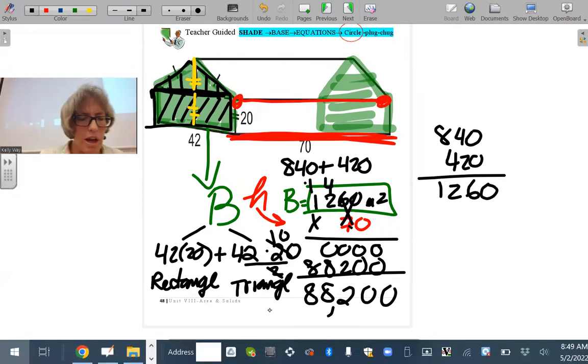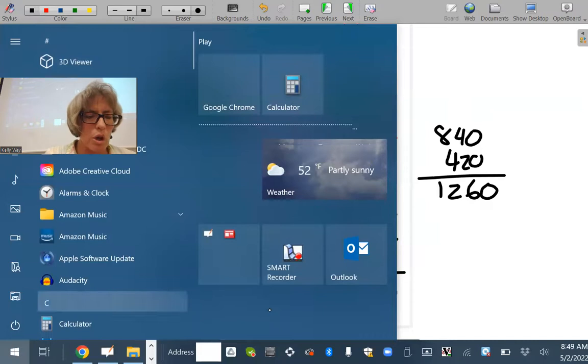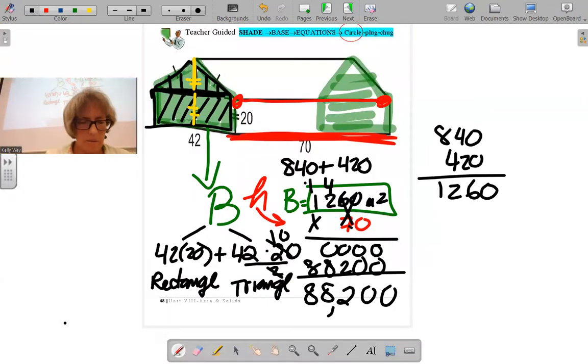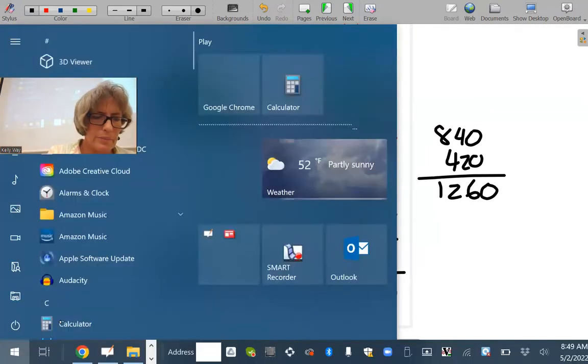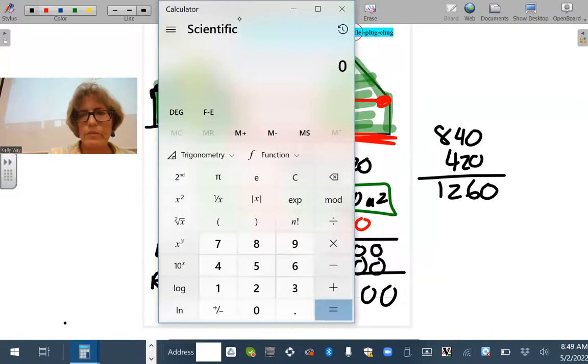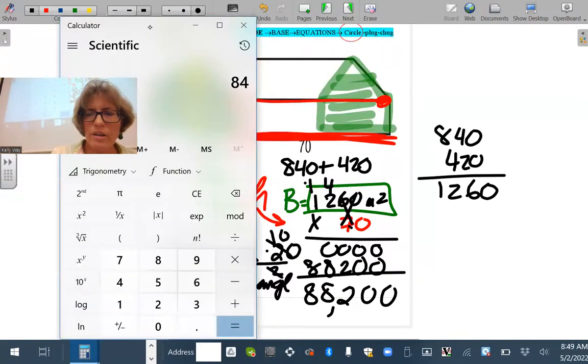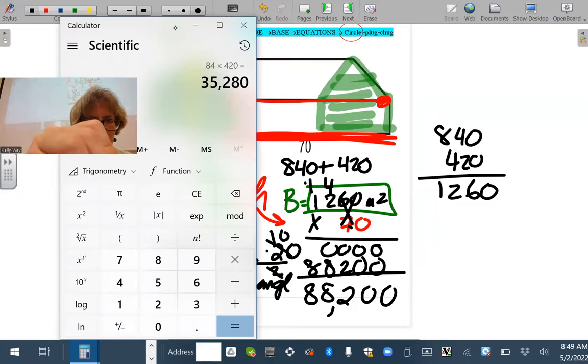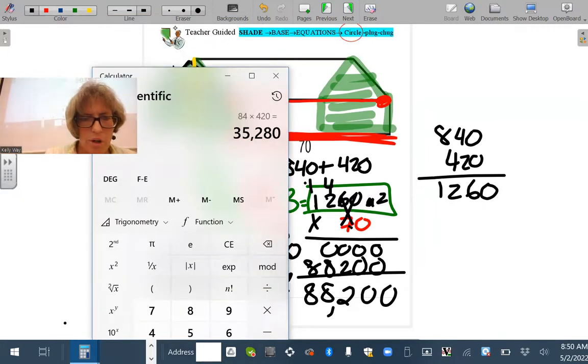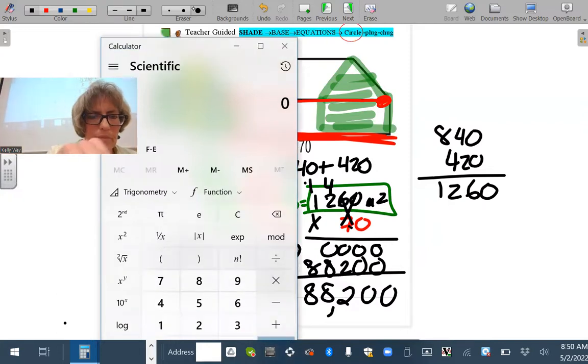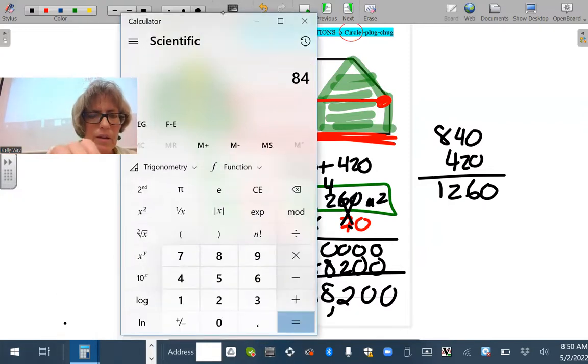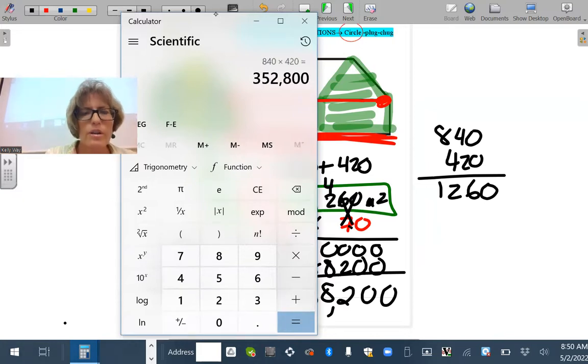I know some of you, without doing that on a calculator, is making you nervous, so we're doing the calculator as well.